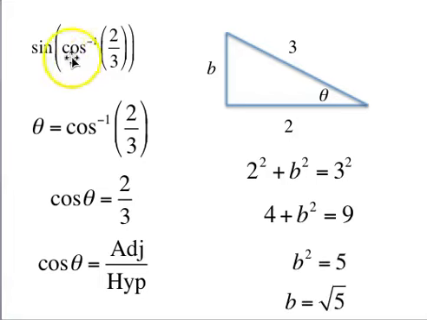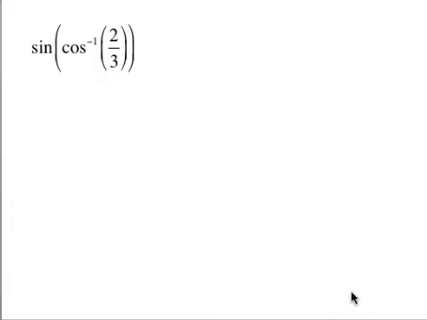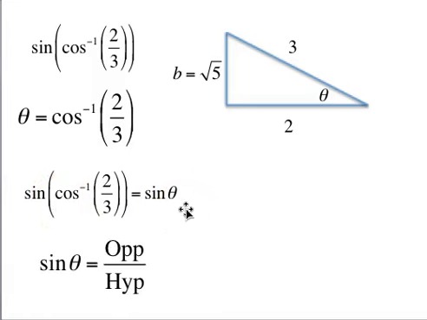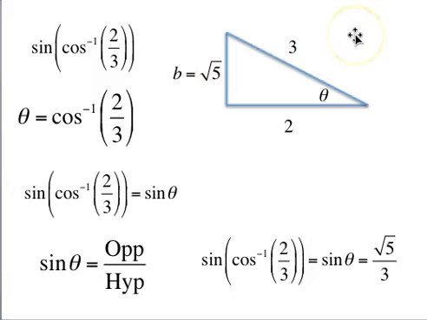You'll notice our original question here is the sine of inverse cos of 2/3. That's the sine of theta. Looking at this, what is the sine of theta? Opposite over hypotenuse, b over 3, root 5 over 3, which I'll quickly show here. So there we go. Sine of the arccos of 2/3 is the sine of theta. Sine theta is opposite over hypotenuse. Opposite is root 5, hypotenuse is 3. So the sine of the inverse cos of 2/3 is the sine of theta, which is root 5 over 3.